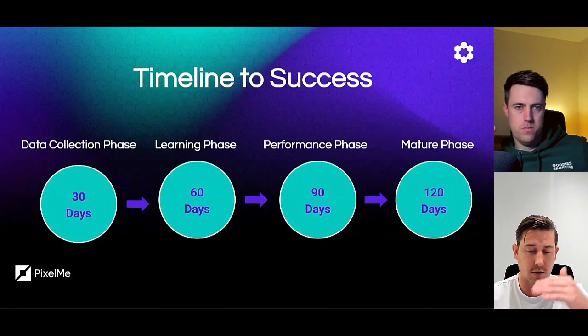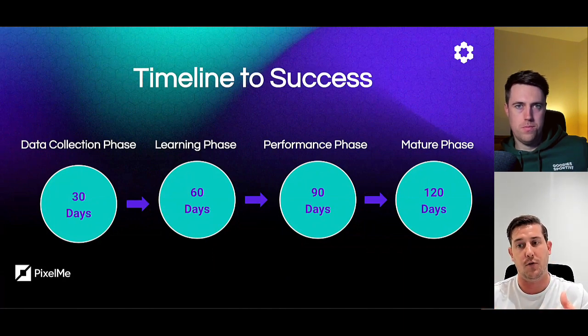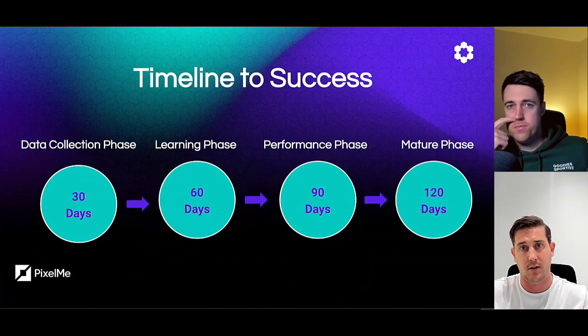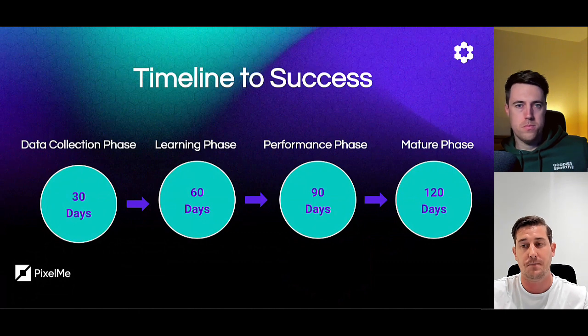And again, it still has to learn. It's a positive feedback loop. The more data you get, the more sales you get, the better Google is going to perform. And that's where we say that a campaign is mature by about 120 days. So we ask people, if you're going to commit to this and you want to make a serious investment in your business, then 120 days is what we're looking at.